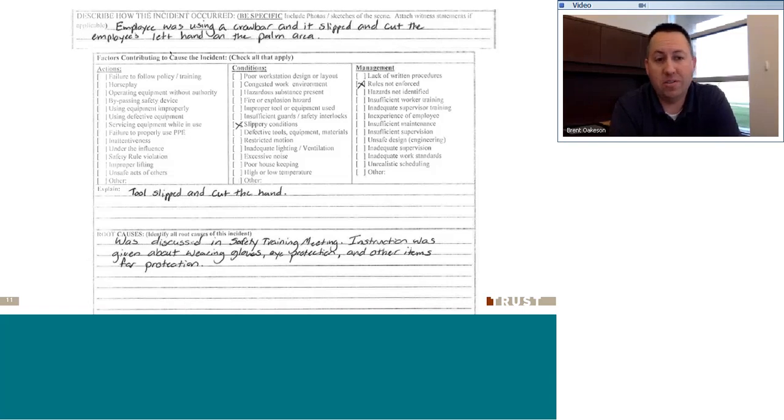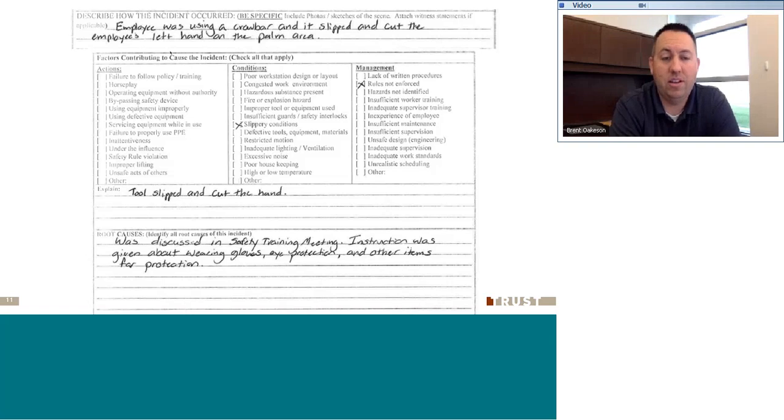For a description, it also says that the tool slipped and cut the hand. And then we get down to the root cause. The root cause section says that it was discussed in a safety training meeting. Instruction was given about wearing gloves, eye protection, and other items for protection. So those are really good things.